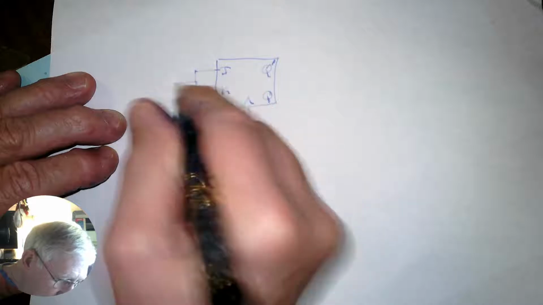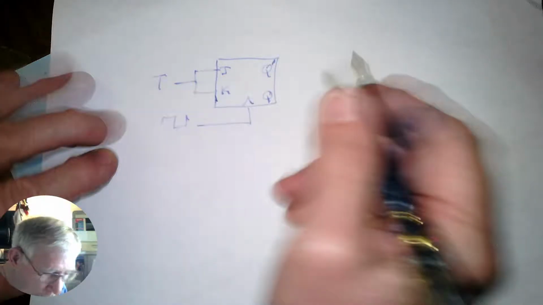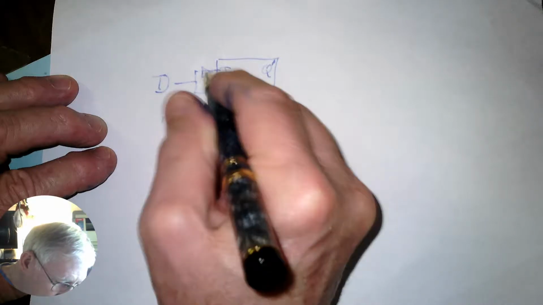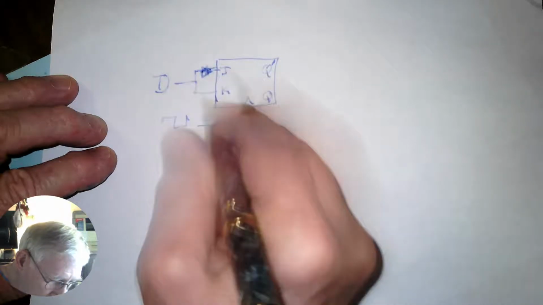Now, if we take these two inputs and tie them together, then that makes a T flip-flop. If, on the other hand, we want a D flip-flop, we have to put an inverter in, not the J line, we have to put an inverter in the K line.